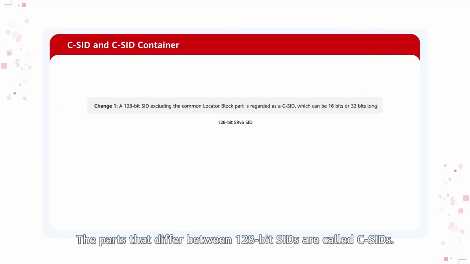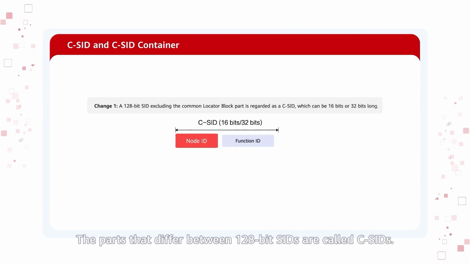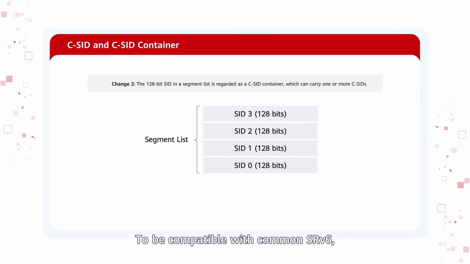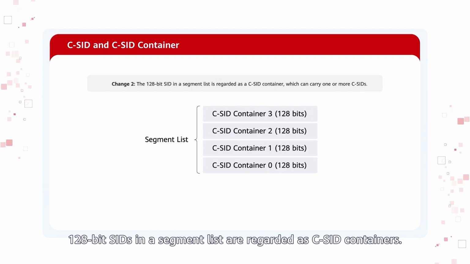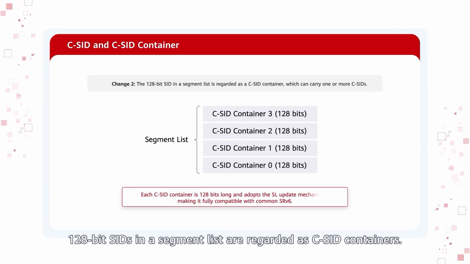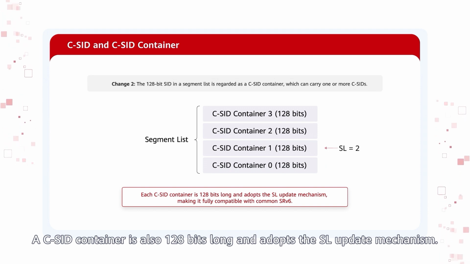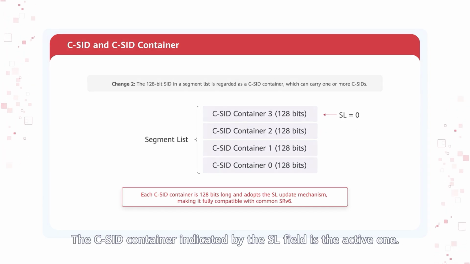The C-SID solution adds two key concepts. One is the C-SID concept. The parts that differ between 128-bit SIDs are called C-SIDs. The other is the C-SID container concept. To be compatible with common SRv6, 128-bit SIDs in a segment list are regarded as C-SID containers. A C-SID container is also 128 bits long and adopts the SL update mechanism. The C-SID container, indicated by the SL field, is the active one.